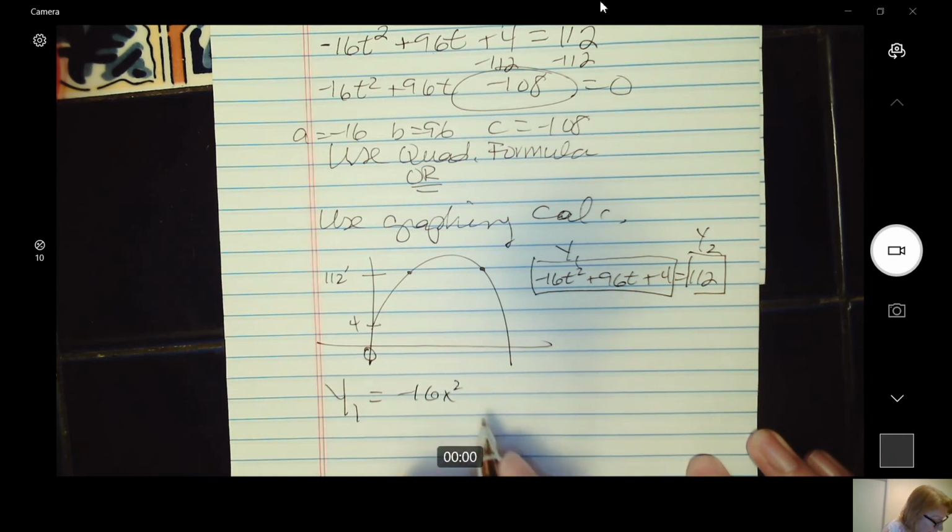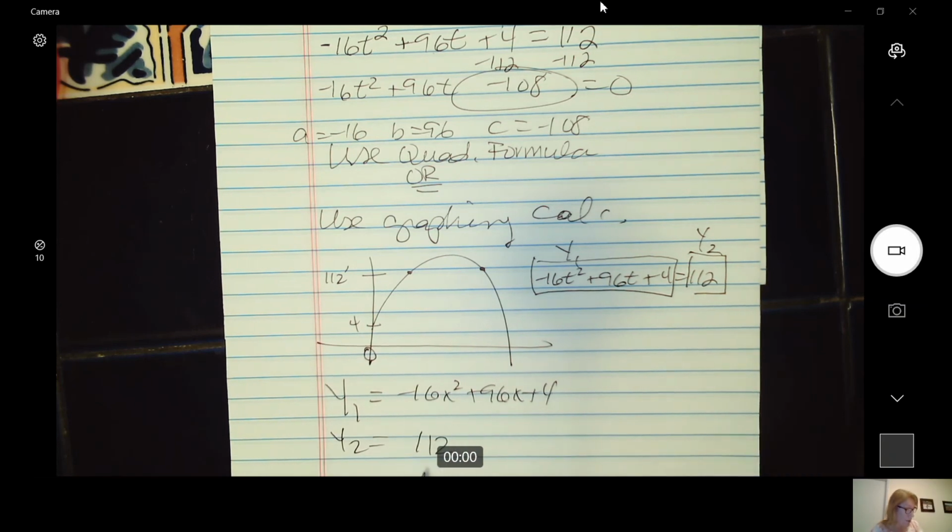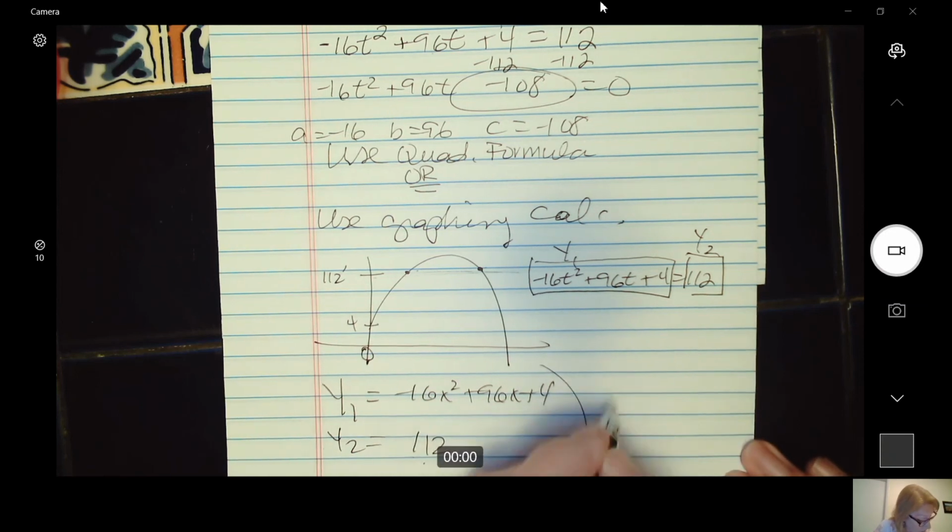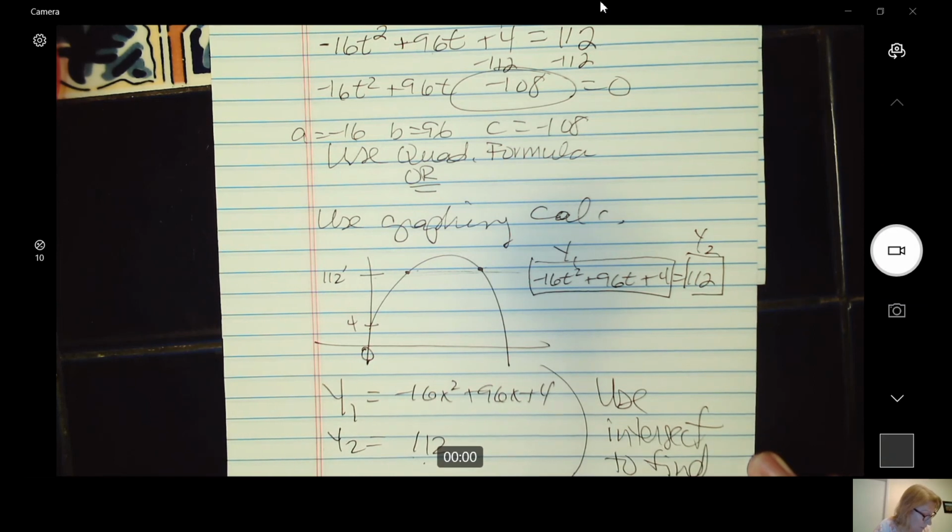So this is what I'm getting ready to do on my calculator. The 4, and then y2 is going to be 112. I'm going to adjust my window to make sure the y value is up way past 112 so I can actually see where this line cuts through the points. And then I'll use my intersect feature. So you graph them both, and then you use your intersect to find the x values of your intersect point. And those are going to be your solutions. So watch this. I'm going to share the calculator now.